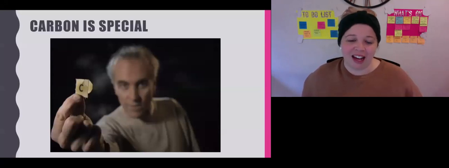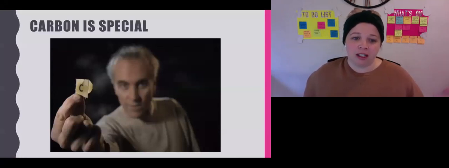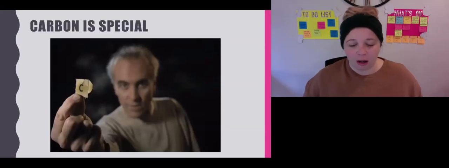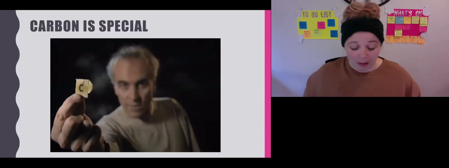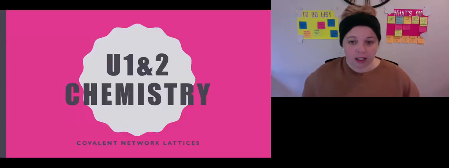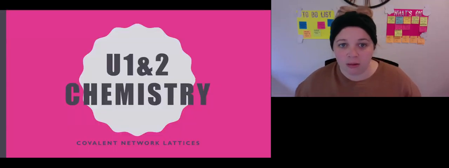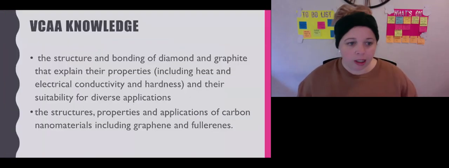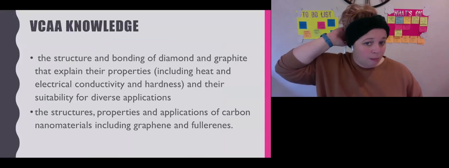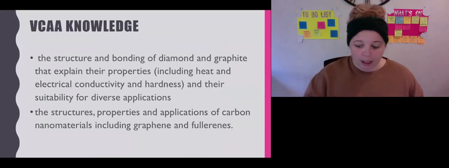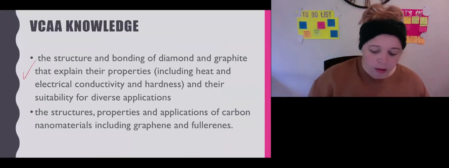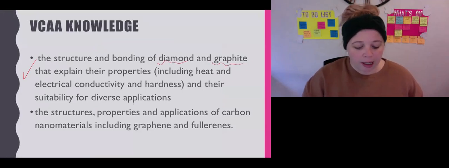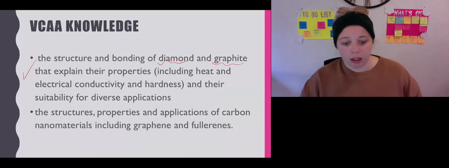So what I'd like you to do is stop this video and go back, if you haven't already watched it, and watch the little video that introduces you to carbon. It's just a little old school YouTube clip that talks about it. So our first part of carbon chemistry that we're going to discuss are covalent network lattices. So here are our bullet points. We're going to be definitely doing the first one, which is the structure and bonding of diamond and graphite, and explaining their properties and what we use them for.